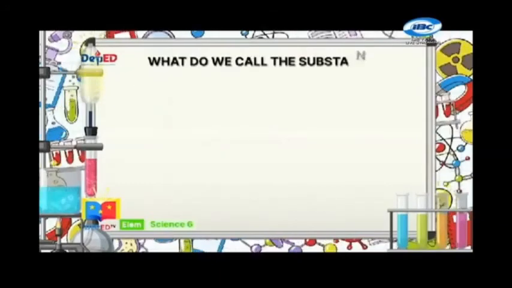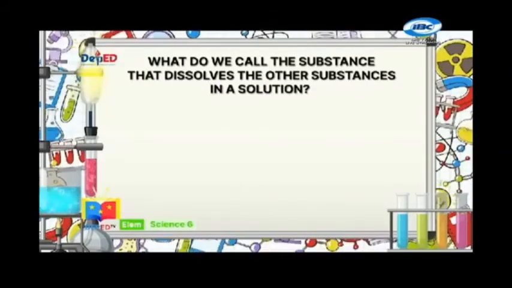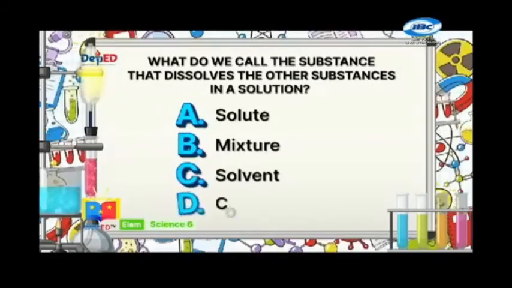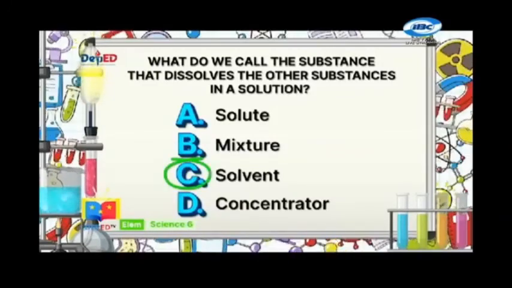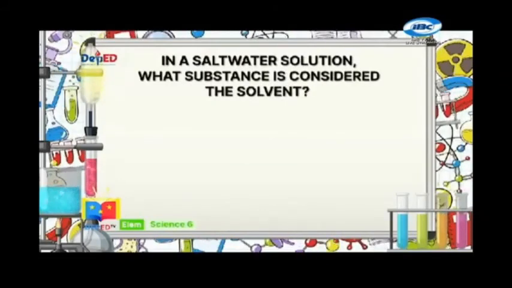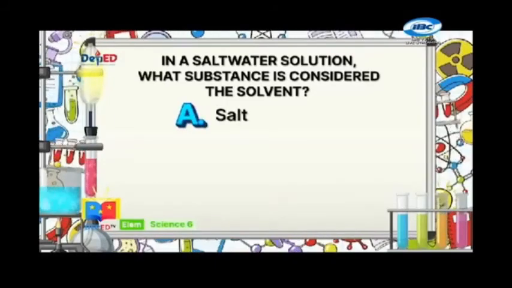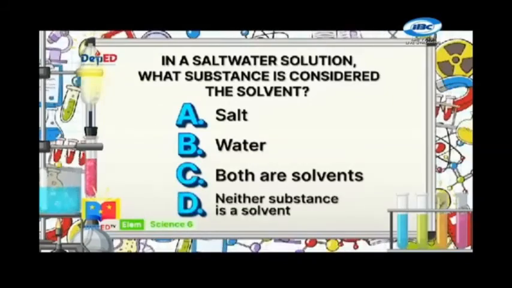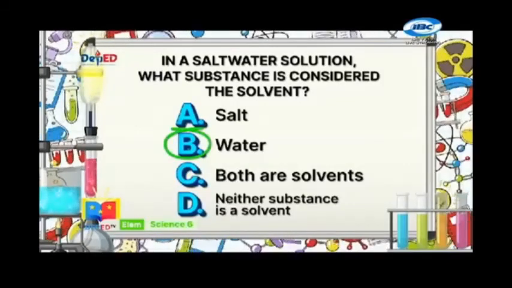Solute. Number 4. What do we call the substance that dissolves the other substances in a solution? A. Solute. B. Mixture. C. Solvent. Or D. Concentrator. The correct answer is C. Solvent. Number 5. In a salt-water solution, what substance is considered the solvent? A. Salt. B. Water. C. Both are solvents. Or D. Neither substance is a solvent. The correct answer is B. Water.